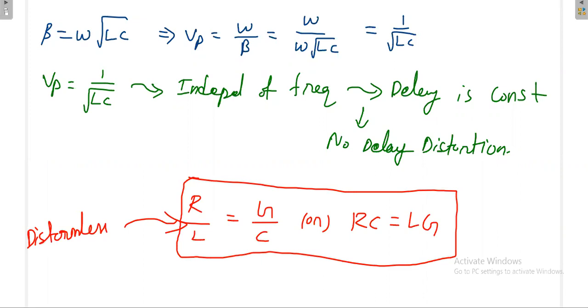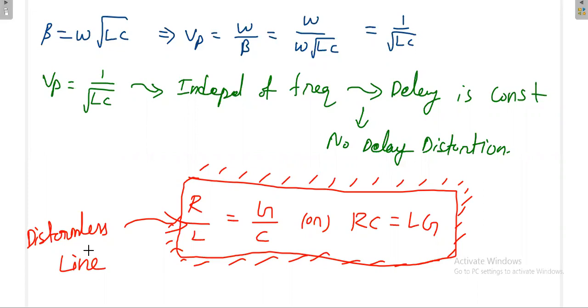Distortionless line. The condition for a distortionless line is R by L is equal to G by C, or RC is equal to LG. Once your transmission line parameters satisfy this condition, RC is equal to LG, then there will not be any distortion in your transmission line.